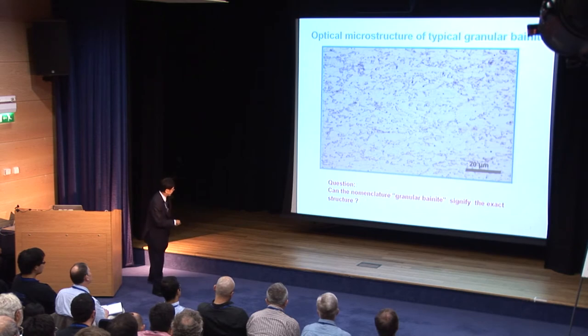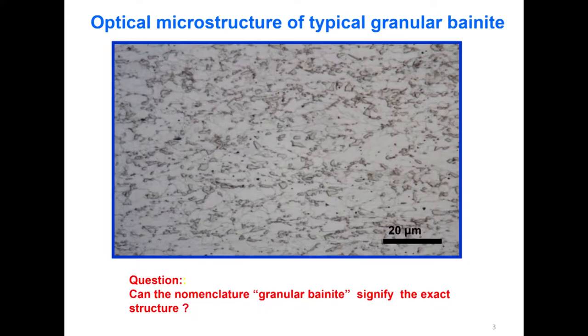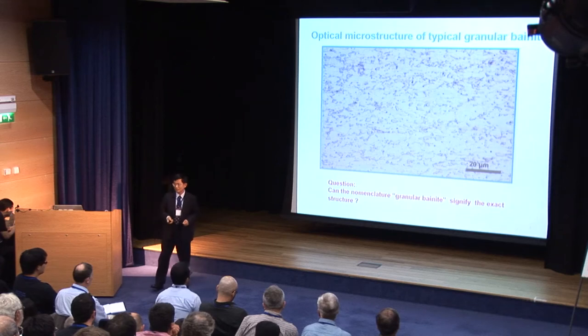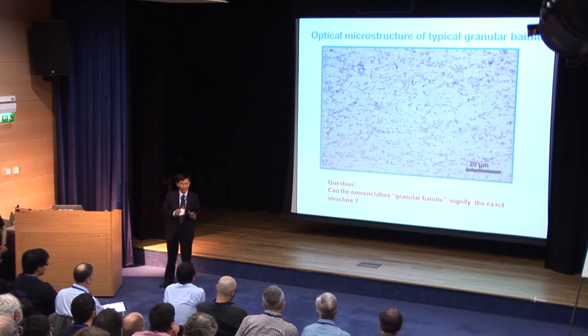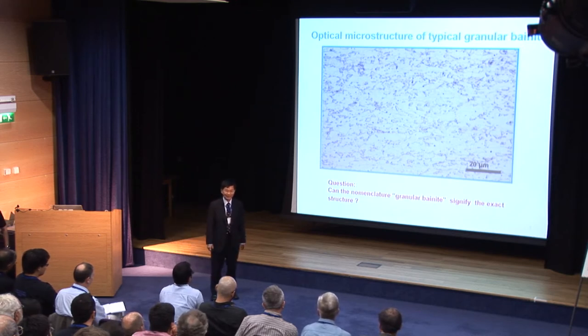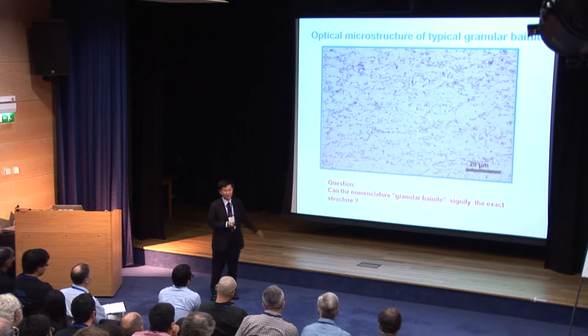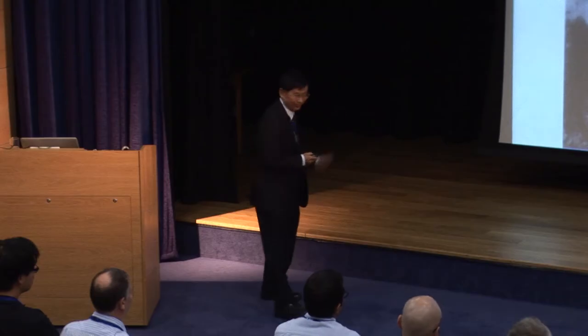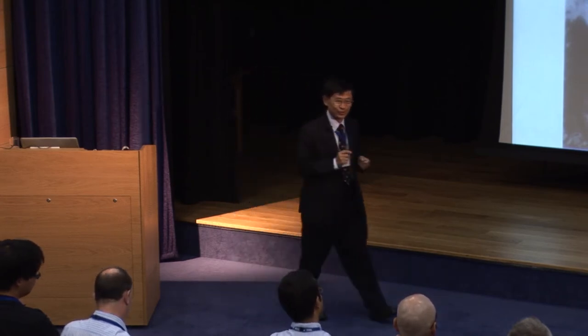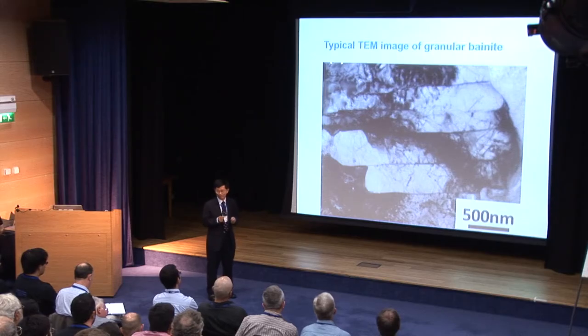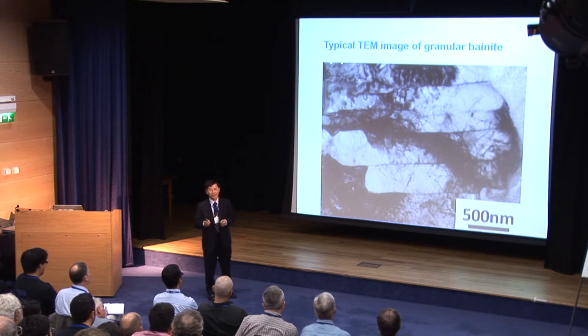But I would like to raise a question here. Can this terminology, granular bainite, signify the exact structure? Can anybody answer me? Of course, we need TEM to clarify the detailed microstructure. So I will give you the answer now. We should consider the terminology of granular bainite to be wrong. But in this talk, I will keep this terminology because it's quite convenient to communicate with people.